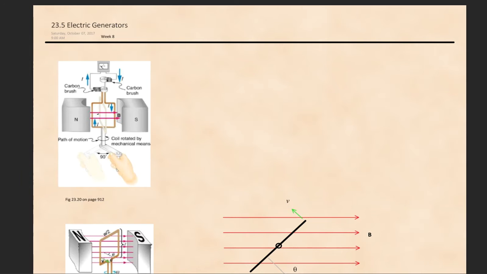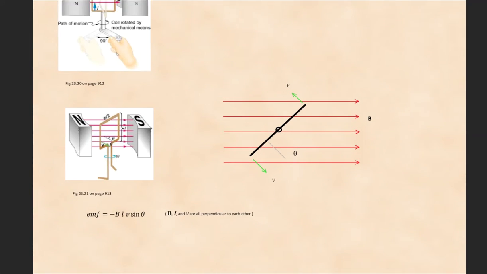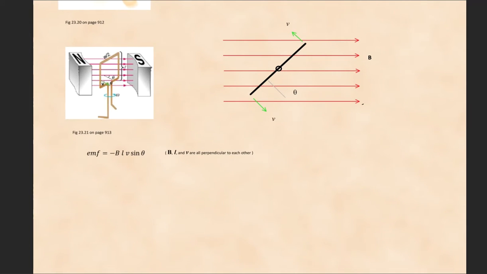So as the coil of wire rotates, the flux through that coil of wire is changing, and that will induce an EMF, cause current to flow. That's how we take a mechanical process and produce electricity with it. So let's take a look at a particular orientation.